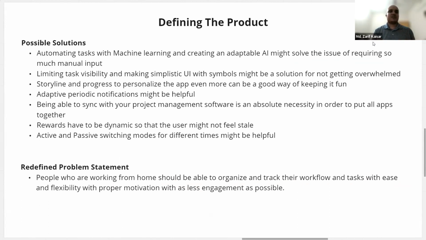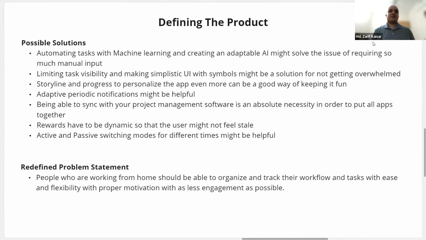Automating a task with machine learning and creating an adaptable AI might solve the issue of requiring so much manual input. Limiting task visibility and making a simplistic UI with symbols might be a solution for not getting overwhelmed. Storyline and progress to personalize the app even more can be a good way of keeping it fun. And adaptive and periodic notifications might be helpful, because instant notifications are constantly a problem.